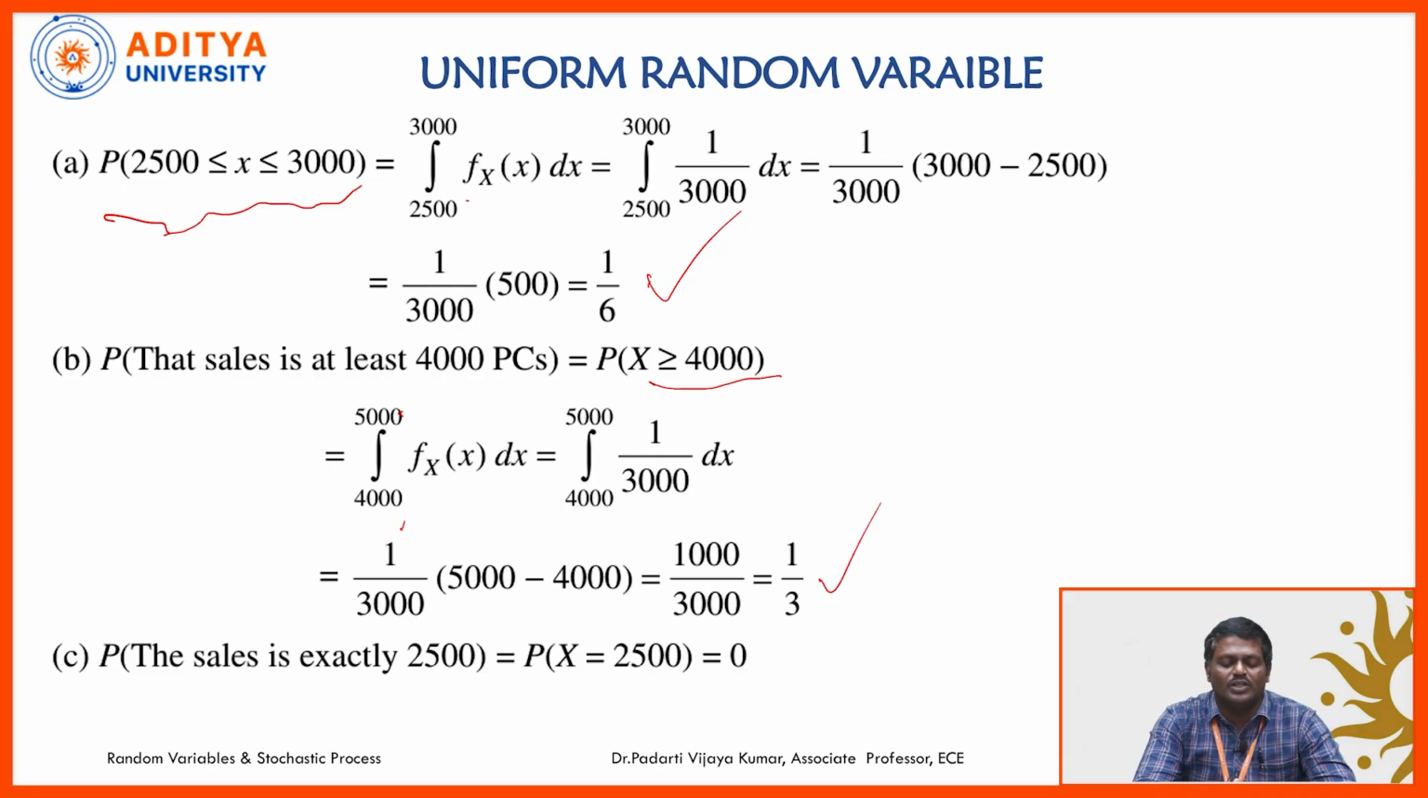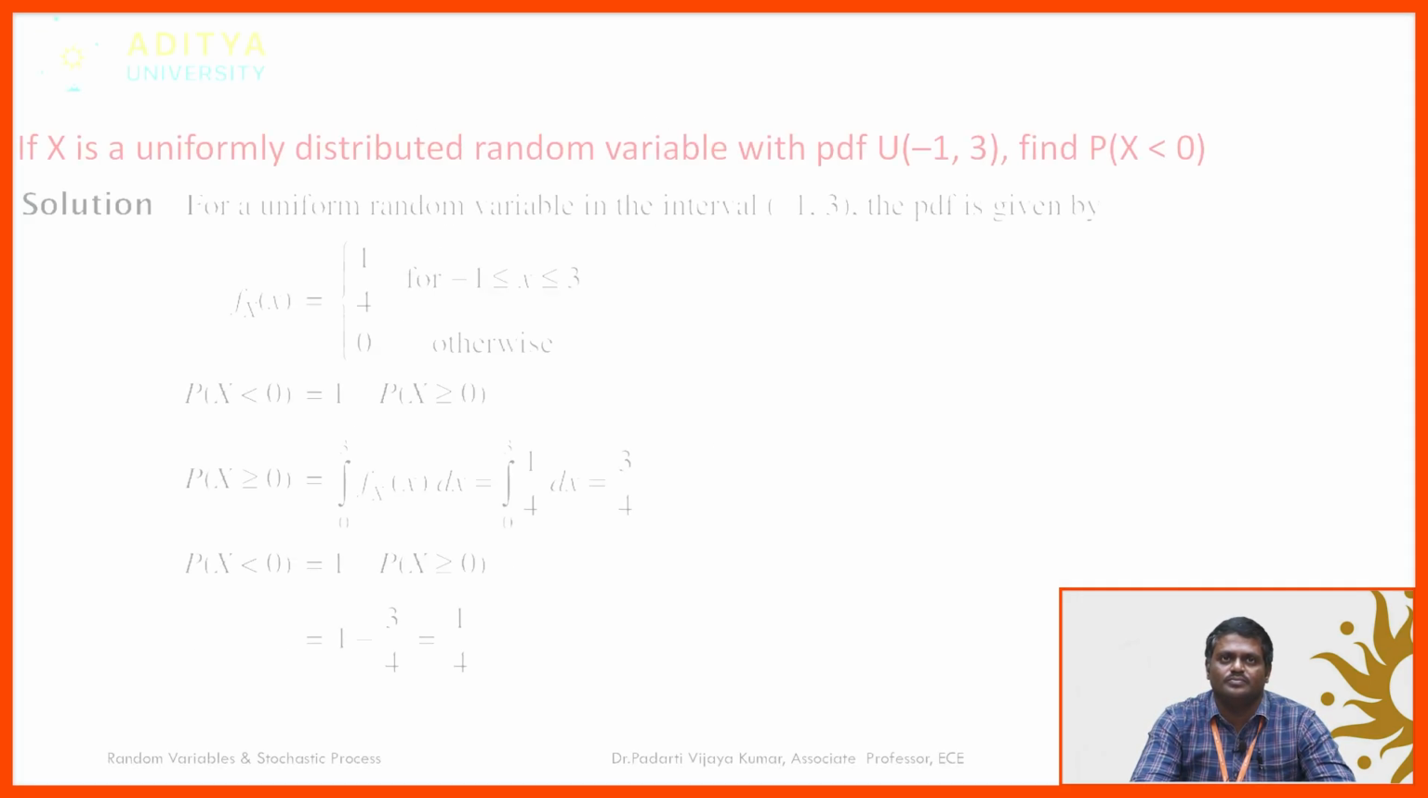Now what is the probability that exactly the sales is 2500? So this we cannot calculate. Okay, there is always a range for continuous random variable, exact calculation is not possible.